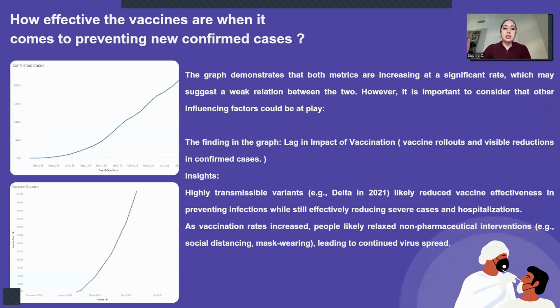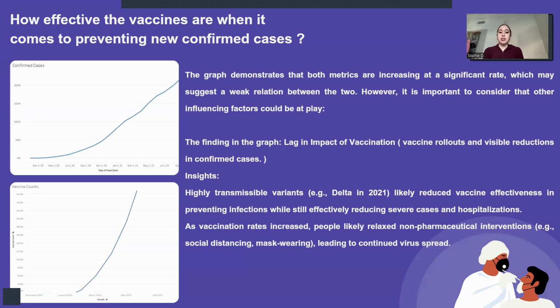Now, looking at the next slide, the graph demonstrates that both metrics are increasing at a significant rate, which may suggest that there is a weak relation between the two. However, it is important to consider that there are other influencing factors that could be at play. For example, in the graph, we see that there is a lack of impact of vaccination, which could be due to vaccine rollouts and visible reductions in the confirmed cases.